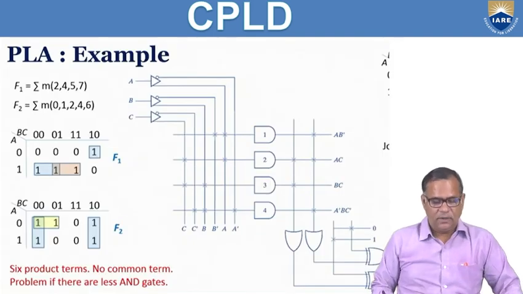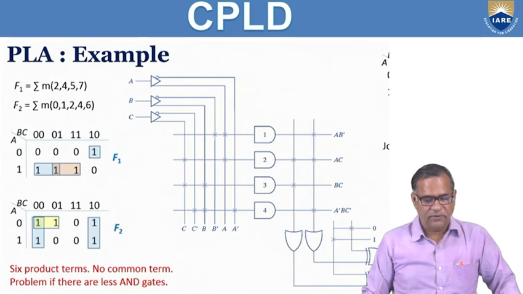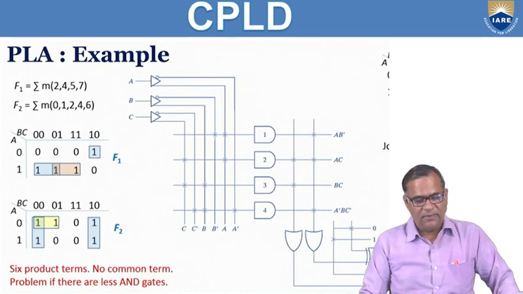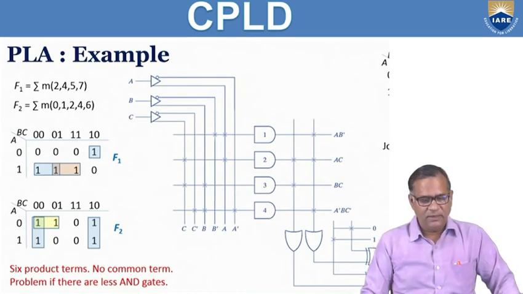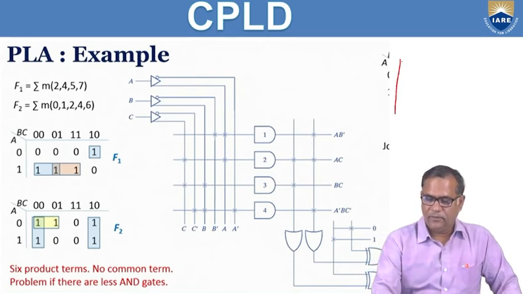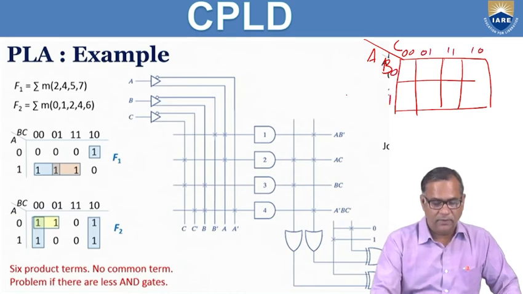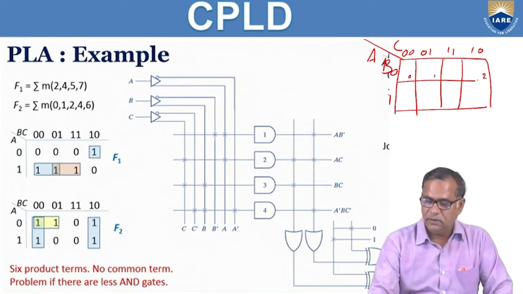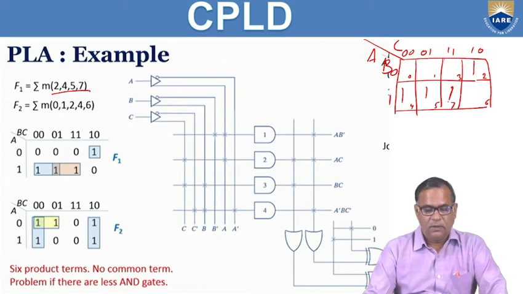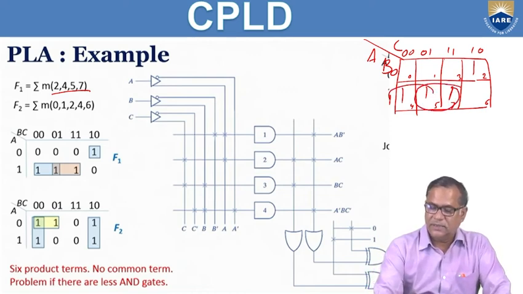Now let us take this example. F1 is equal to sum of minterms 2, 4, 5, 7 and F2 is equal to sum of minterms 0, 1, 2, 4, 6. As the maximum number is 7, 3 variables are sufficient. So here I have taken A, B, and this is C, 0, 0, 0, 1, 1, 1, 1, 0, 0, 1. So here 0, 1, 2, 3, 4, 5, 6, 7. You have 2, 4, 5, 7. So you can do the minimization like this, and this is another minimization, and this is alone.